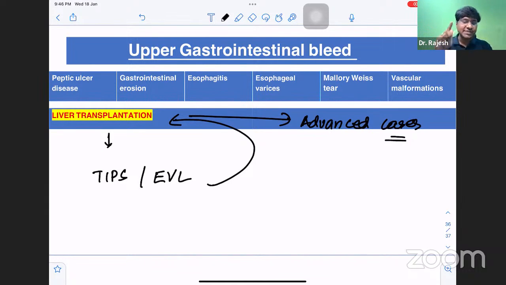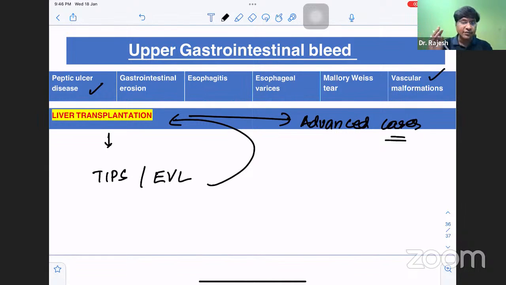And again, we have two types, upper as well as lower. What is the anatomical point of difference? That is the ligament of Treves. Above the ligament of Treves, upper gastrointestinal bleed. Below the ligament of Treves, lower gastrointestinal bleed. And what are the various causes? The most common cause will be peptic ulcer disease, and the least common cause will be vascular malformation.